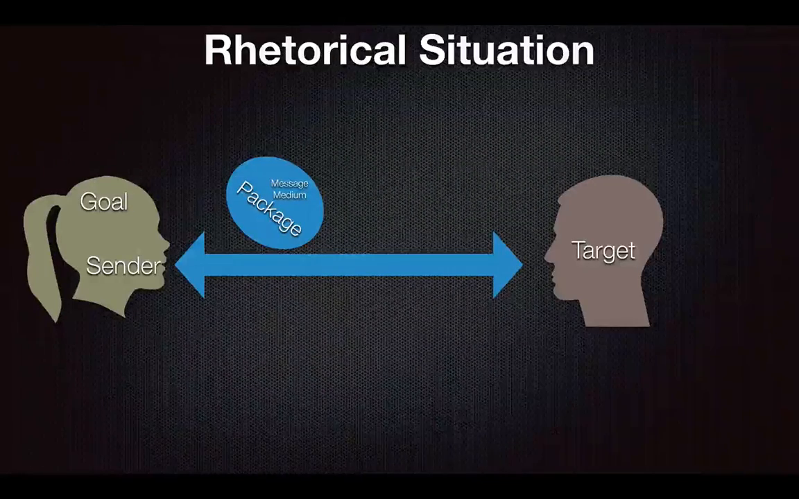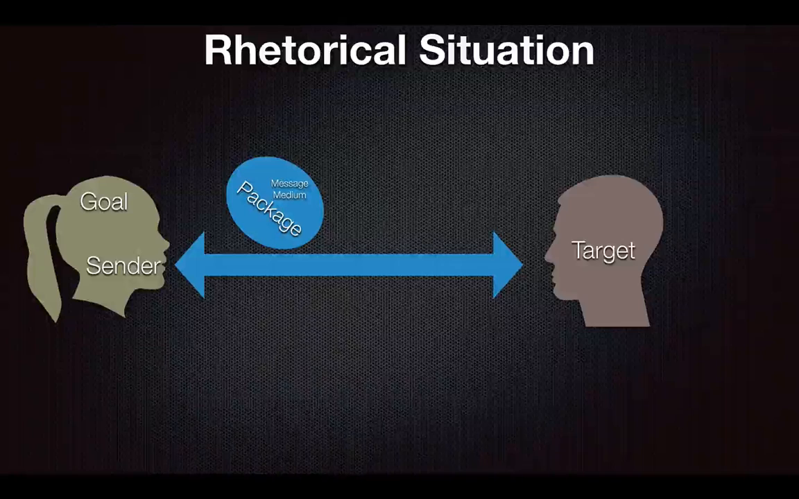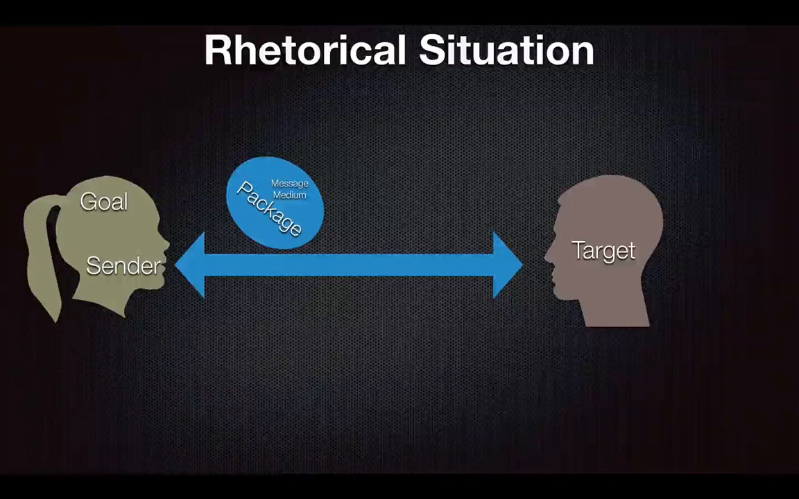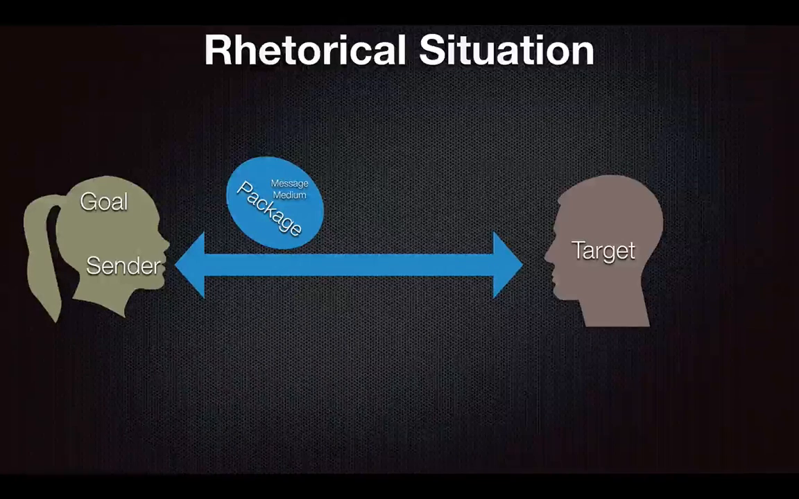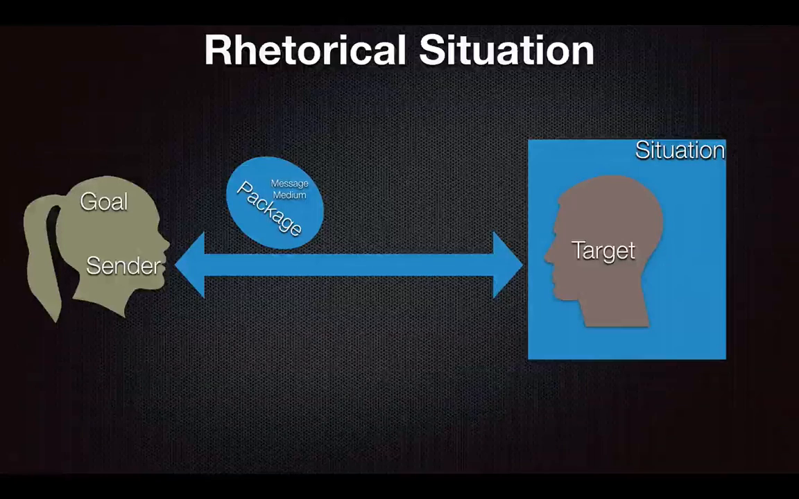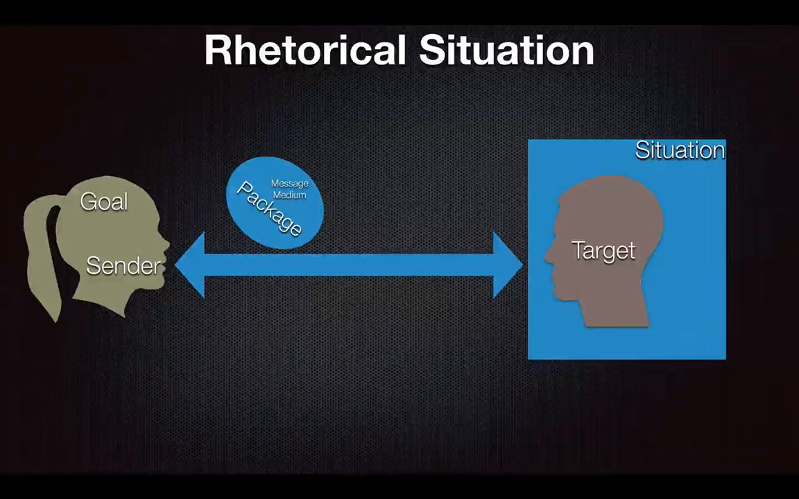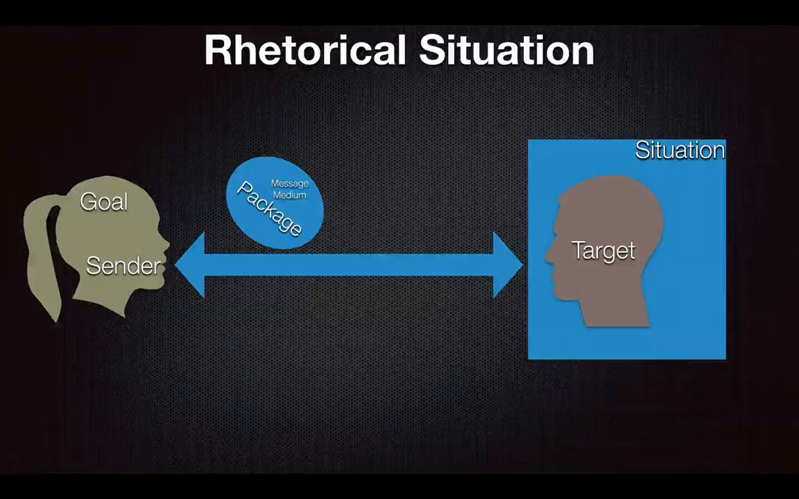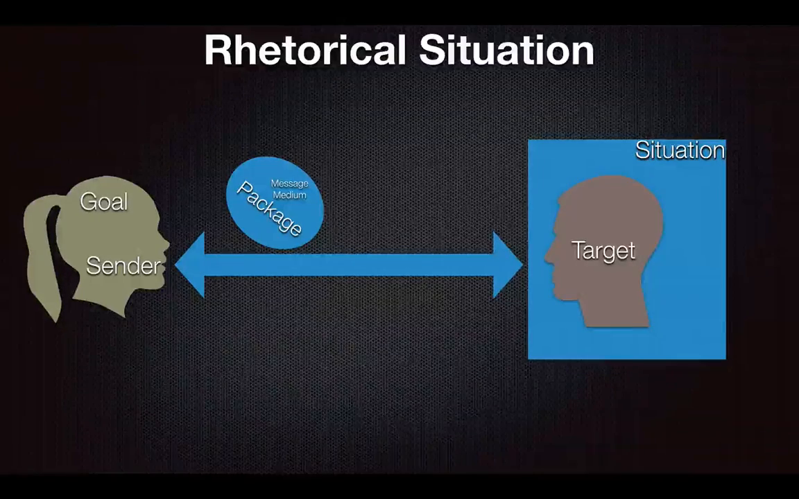So the rhetorical situation then, from the lectures you've listened to previously, can be related in this manner, where there is a sender or an author and a target or the audience, and you're sending a message, basically a package that consists of a message and a medium. And then there's a negotiation between the two parts of that conversation. There's also a situation that the target exists in that you have to comply with. And that situation dictates a lot of things, and we'll explore those in later lectures.